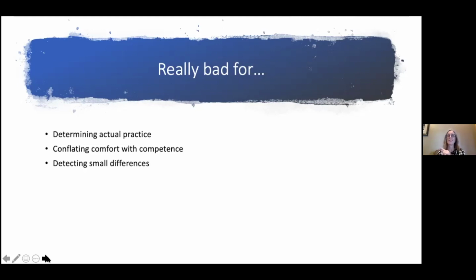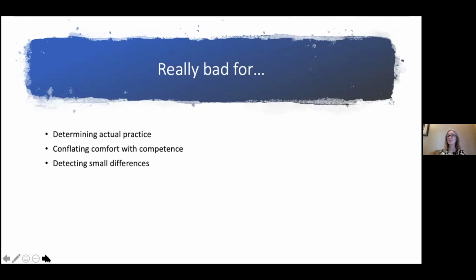Surveys will survey or assess for comfort, but the words they use are competence. And you need to be very, very careful when you use the words. The only thing you can assess for is comfort. You cannot assess for competence. And surveys are not usually very good at detecting small differences.